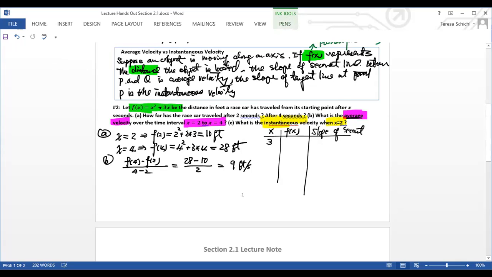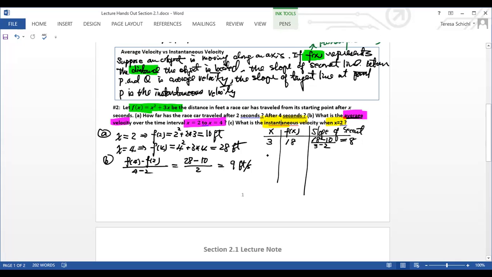So you put 3 into f of x, and you will get 18. Now let's take a look at the slope. The slope will be 18, because I'm going to choose 2, so it's 10, right? So minus 10, and it's 3 minus 2. So this one is 8.